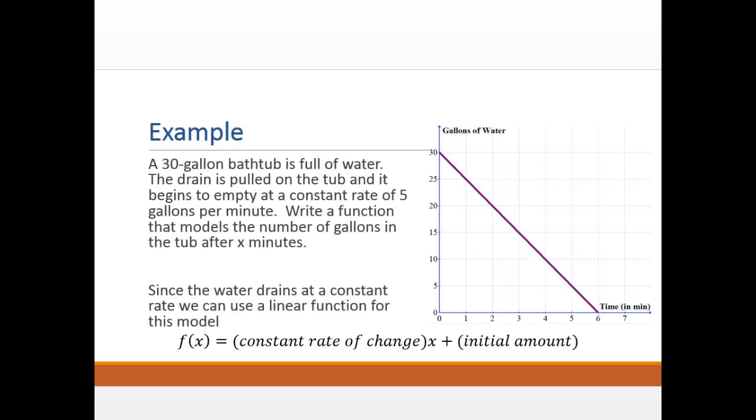Let's look at an example of this. We say we have a 30-gallon bathtub that's full of water, and the drain is pulled on the tub and it begins to empty at a constant rate of 5 gallons per minute. Write a function that models the number of gallons in the tub after x minutes.